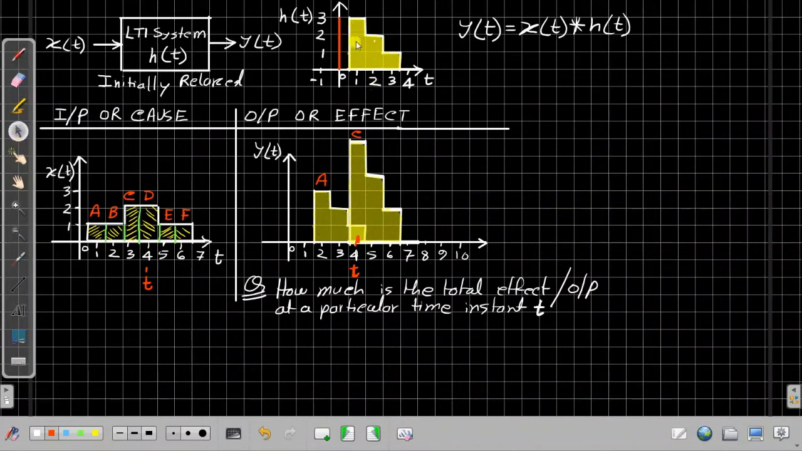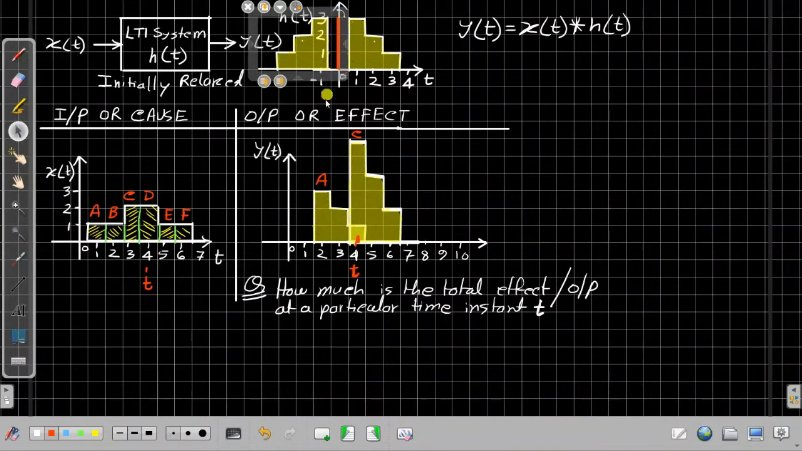We will copy this impulse response and flip it horizontally. That is a time reversal, and when we flip it, make sure that the point which was at t equal to 0 is not moved. Okay, so that point I have marked with a red line to make sure that it is not moved.